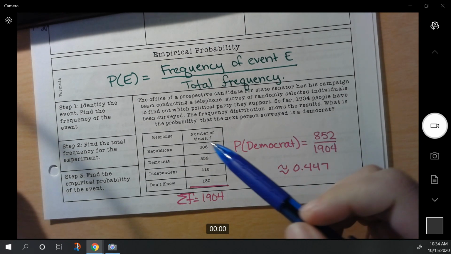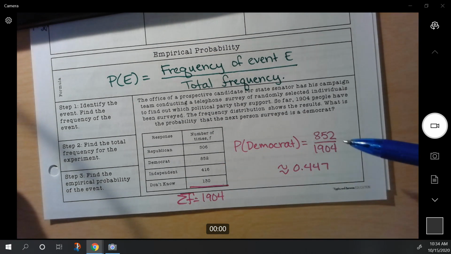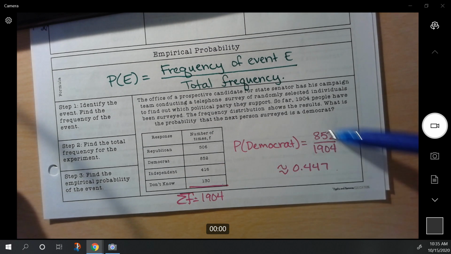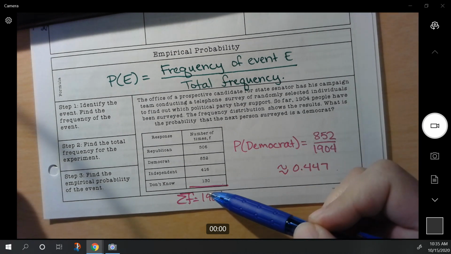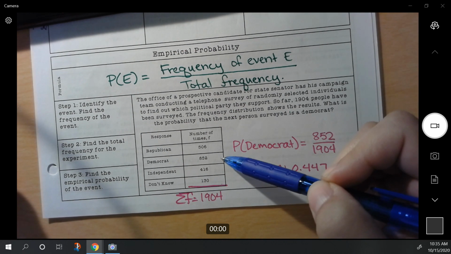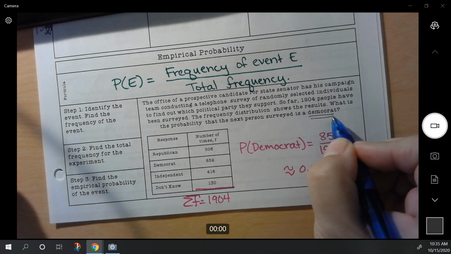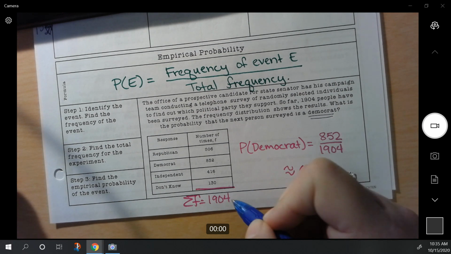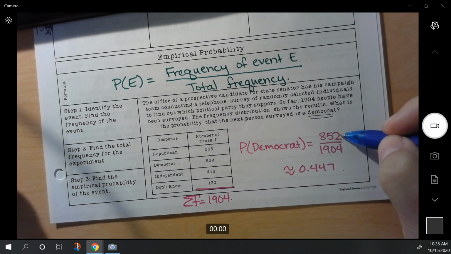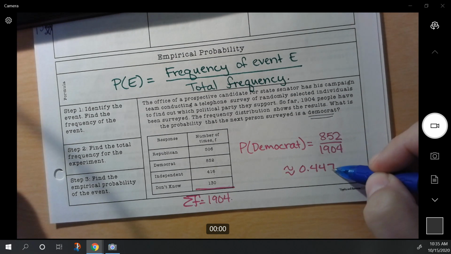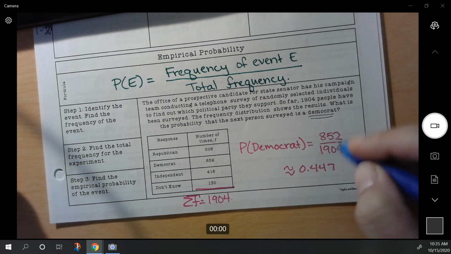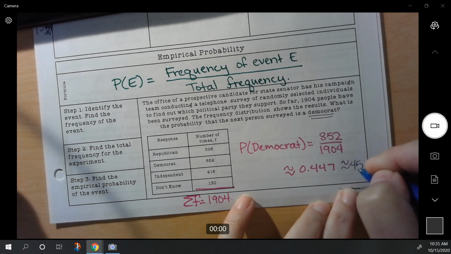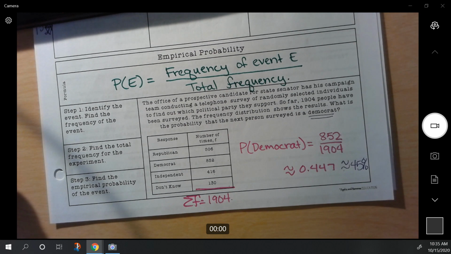Based on past experience, we can make a prediction for future experience. This is our prediction. This is our past actual numbers. So we find out how many are Democrat, because that's what we were looking for, out of how many total people were in the past surveyed, 1,904. So 852 divided by 1,904 says that basically 45% of responders are Democrats. So there's a 45% chance that the next person they call will be a Democrat.